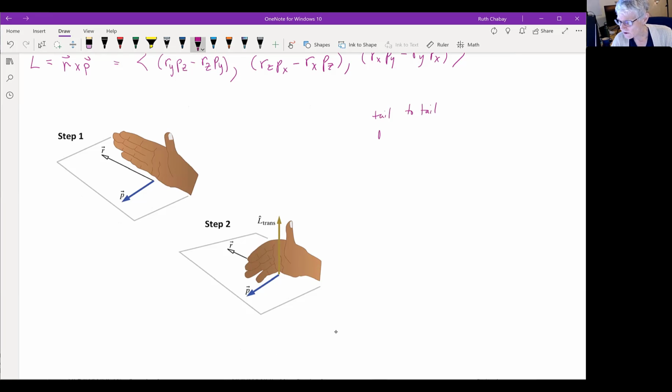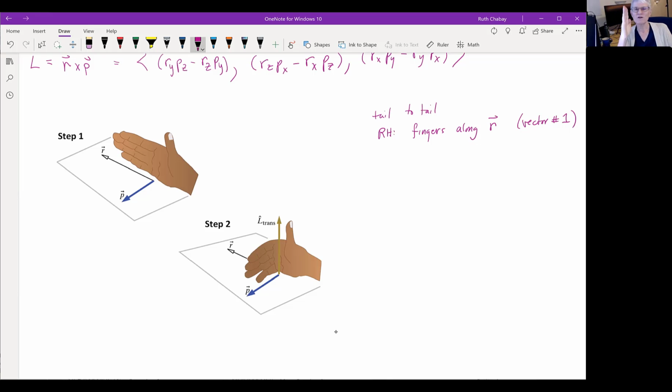The second step is to use your right hand, and you point your fingers along, in this case, R. In general, it's vector number 1. If you do it backwards, you're going to get the wrong sign. So here you can see in step 1 in this figure that the person has drawn R and P with their tails together, and now they're aligning their hand along R.